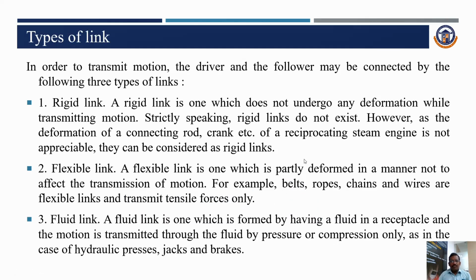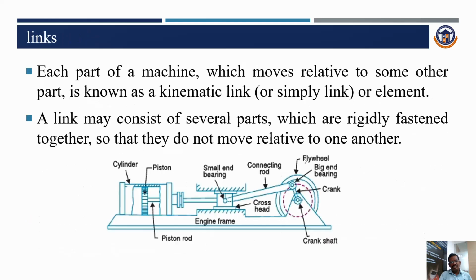Next, types of link. First, rigid link, second, flexible link, and third, fluid link. First, rigid link. A rigid link is one which does not undergo any deformation while transmitting motion. When transmitting motion, there is no deformation. It is known as a rigid link.